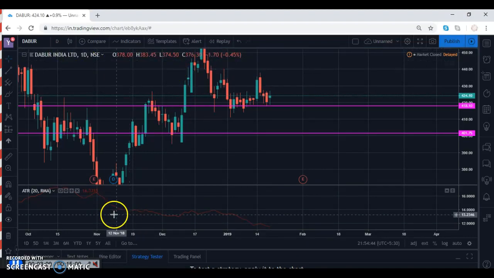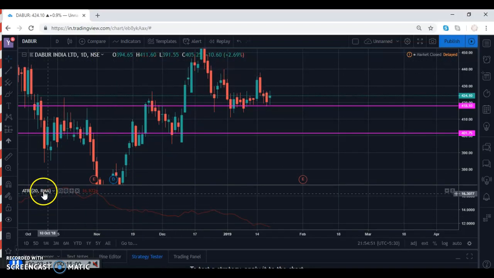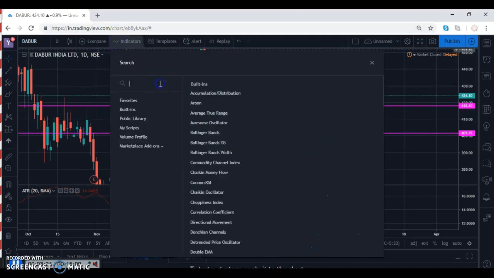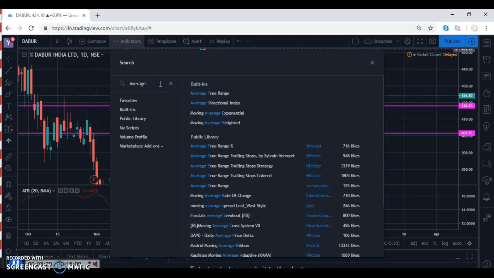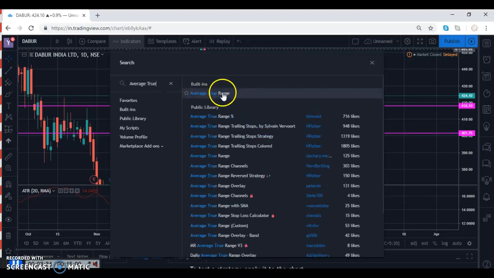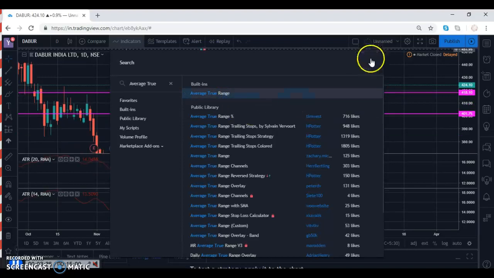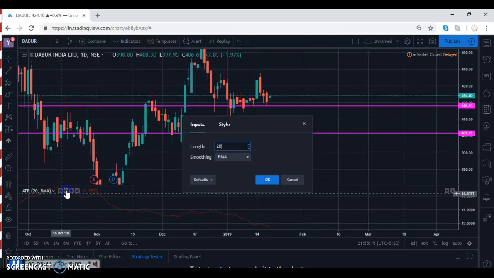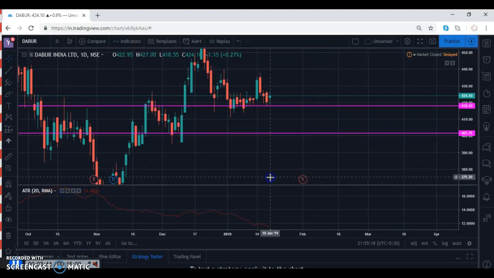For calculating the position sizing for both swing and positional trades, I'll be making use of one indicator, which is the ATR, average true range. Just click on this indicator, and by default it will take 14 days, but we need to change it to 20 days. That's the only change we need to make.